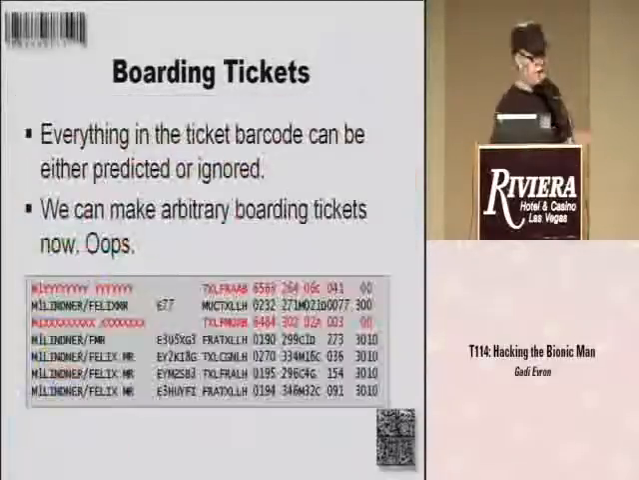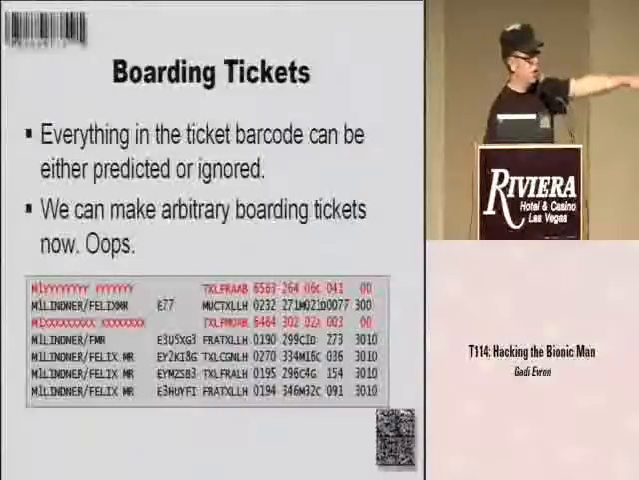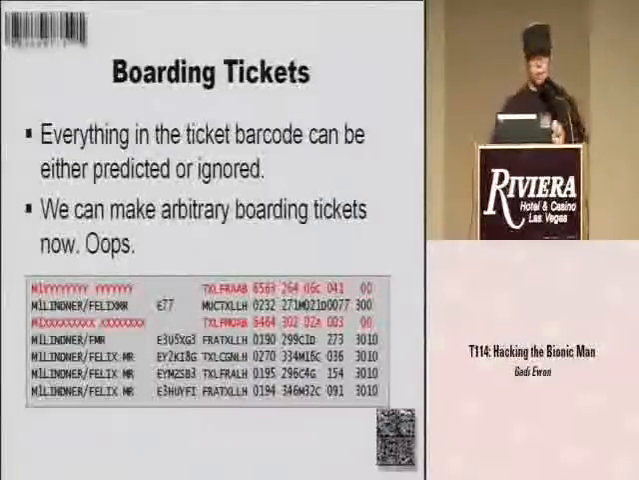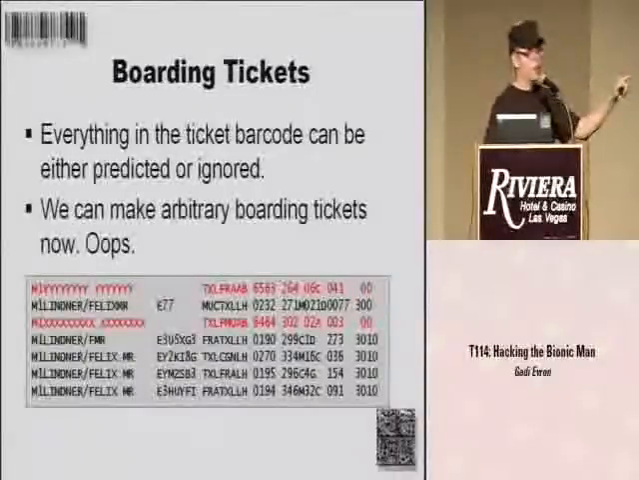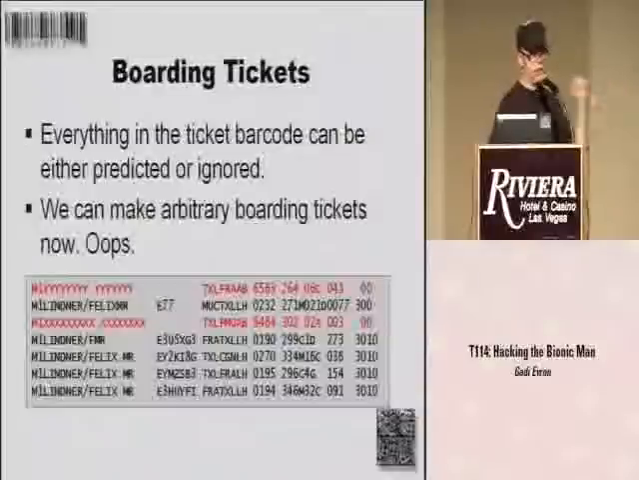However, the last column here is the security check number. Do we notice a pattern? Yes, we do. Everything else changes. Security check number stays the same. Bad. Turns out that thing is static.